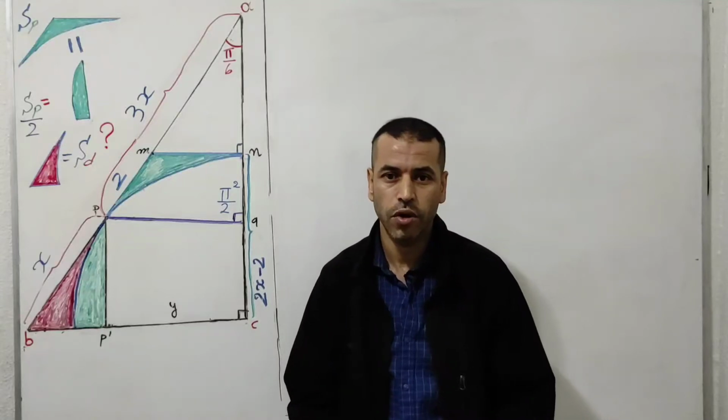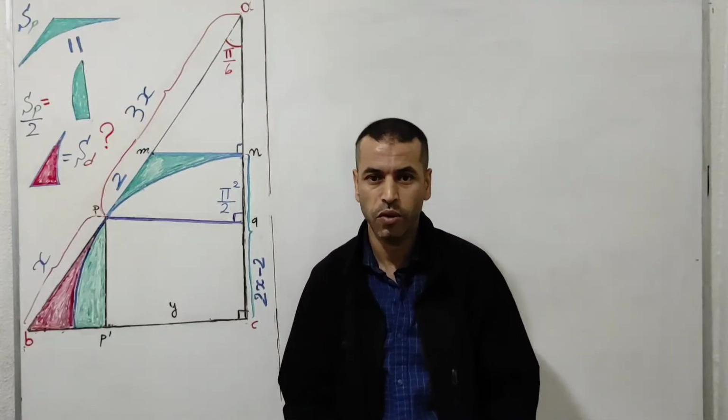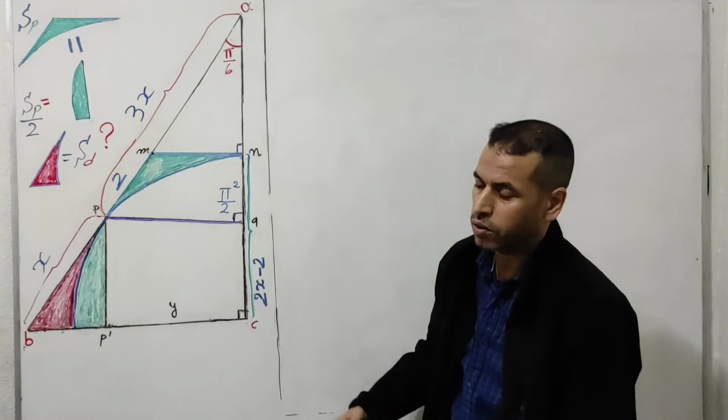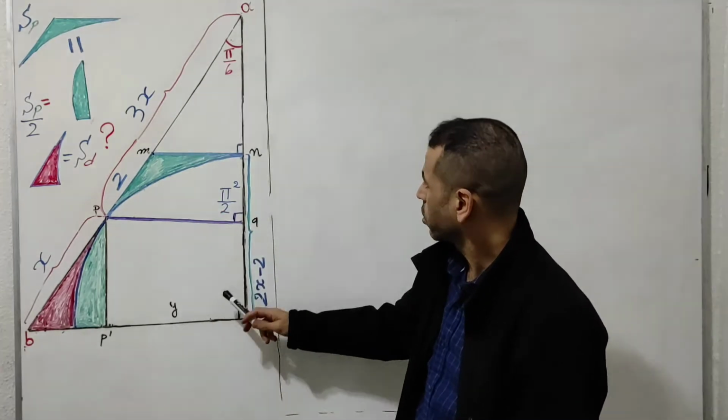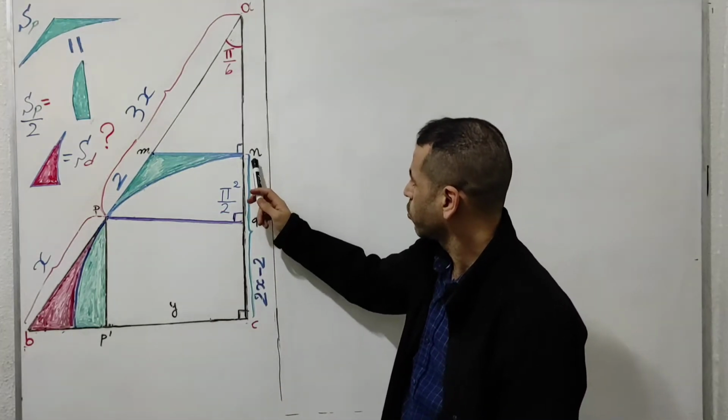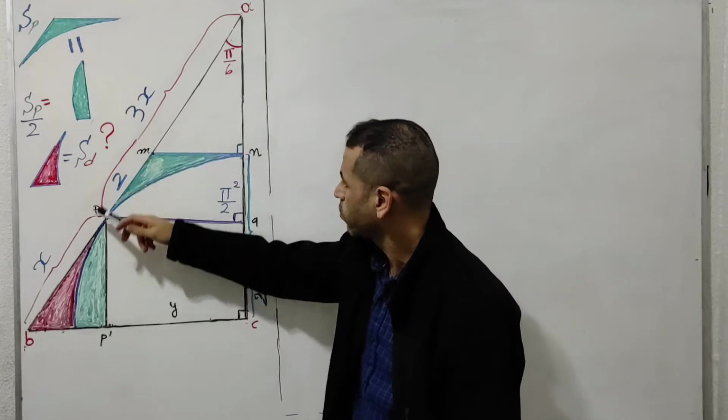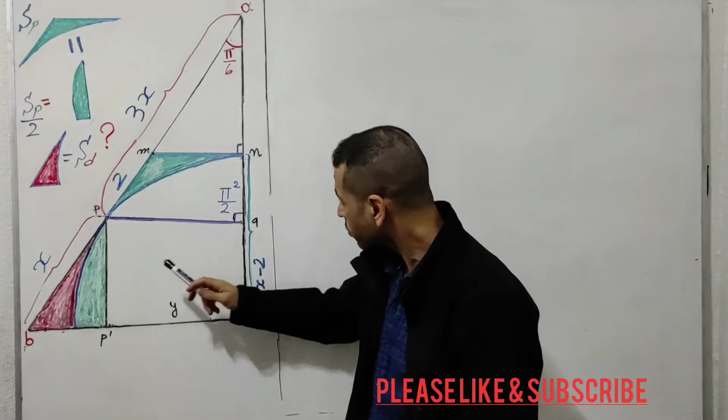Hi, in today's video I would like to introduce you to a very nice geometry problem involving a triangle. The following figure shows a right triangle, where the circle is passing through the point N and touching the hypotenuse of this triangle at the point P.